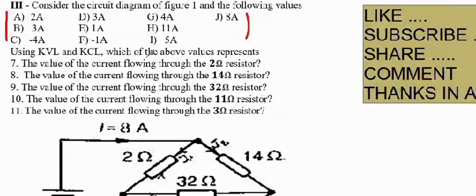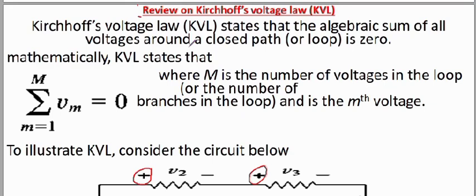Using Kirchhoff voltage law and Kirchhoff current law, which of the following values represents the value of the current flowing through the 2, the 14, the 32, the 11 and the 3 ohm resistors? Okay, now to solve this question, you need the background knowledge on Kirchhoff voltage law and mesh analysis. Alright, the review on Kirchhoff voltage law.